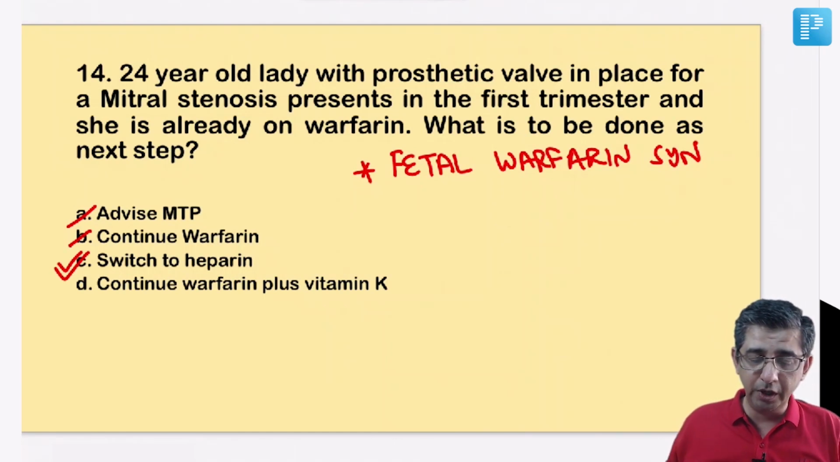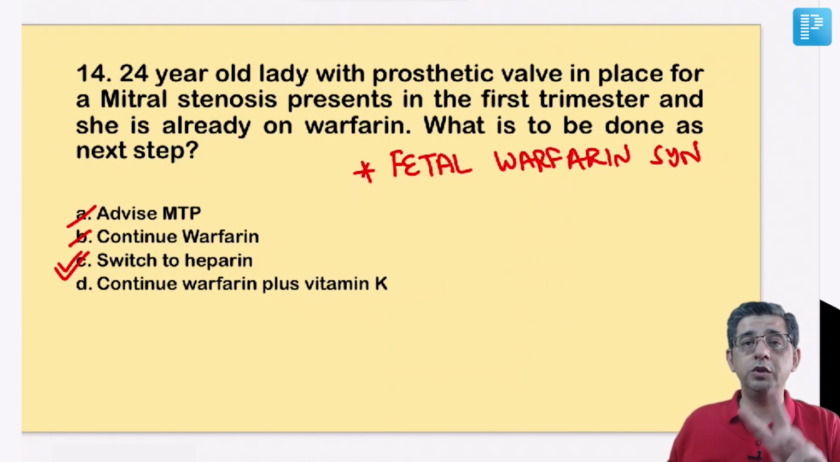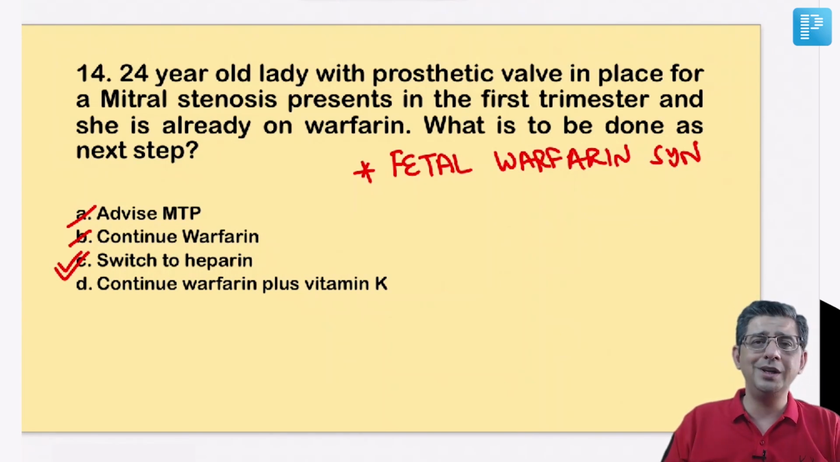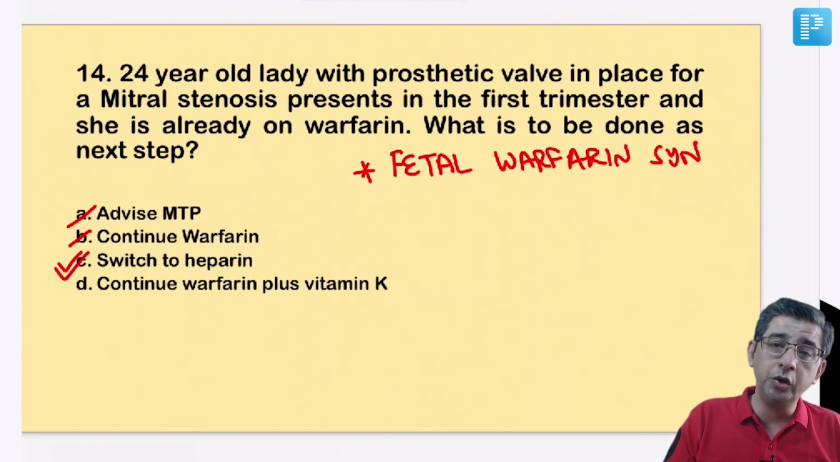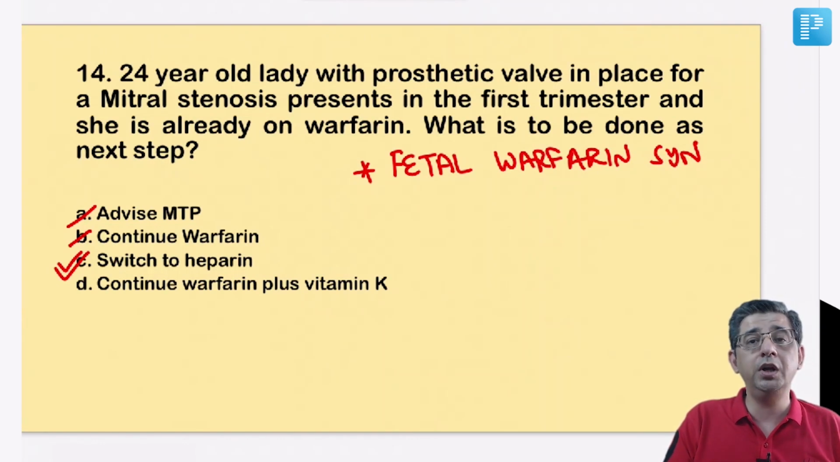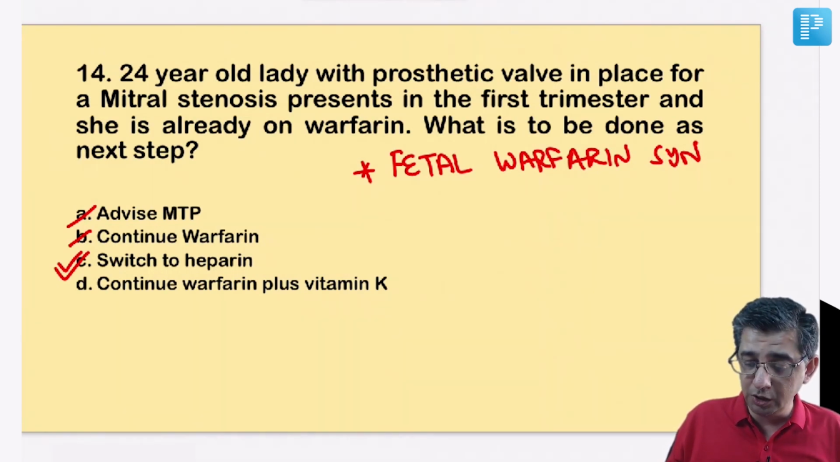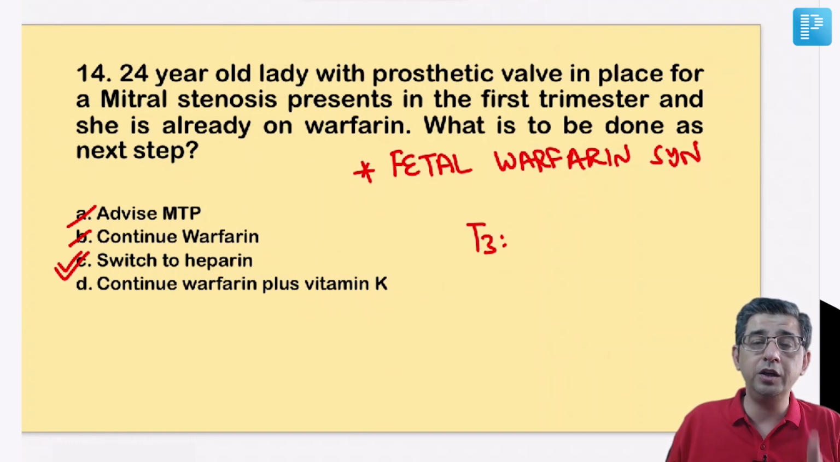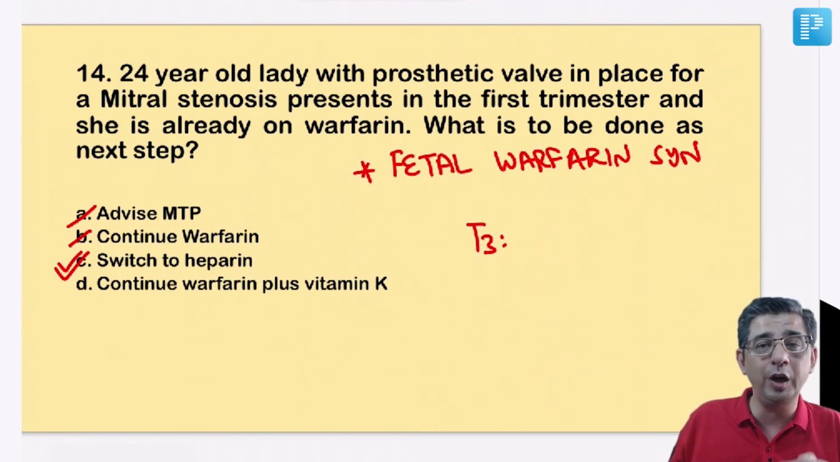Option D does not make sense, because even if you give vitamin K at this juncture, it will not help. Suppose this scenario in the question was for the third trimester. Suppose he said in the third trimester she is already on warfarin. What will you do? You'll continue warfarin and give vitamin K. Why? Because if warfarin is continued in the mother in the third trimester, then the baby can develop hemorrhagic disease of the newborn. Just for reference, if this question was for the third trimester, then your answer will change.